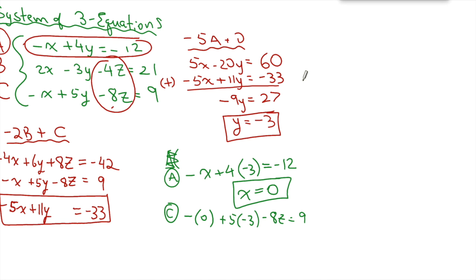Then you're going to get negative 8Z equals 24, and Z equals negative 3. And there's your answers. So as a final step, you gotta just put them together. Make sure you go in order. It's X, Y, and Z. So as a coordinate, I'll just put it here in the middle.